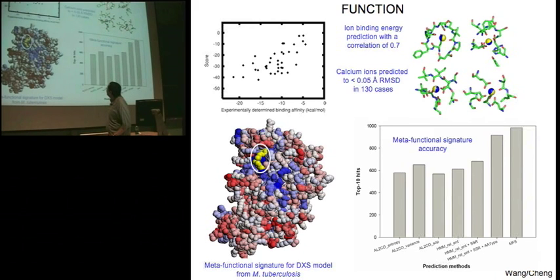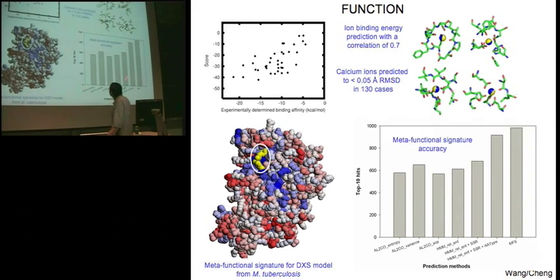Here I'm showing you four examples again. The yellow is the correct answer, and the blue is our prediction, and they're overlapping. So we are predicting calcium ions in proteins. So calcium is a big regulator of most biological functions. I have epilepsy, for example, and I can tell you that there's a deficiency in calcium every time I have a seizure. And so we can predict the position of calcium ions to 0.05 angstroms RMSD very, very accurately. So, I mean, that's what I mean by that. We're pretty much on top of the 130 test cases that we looked at.